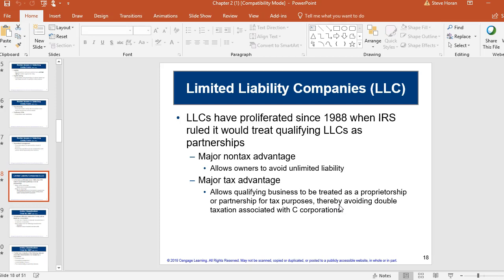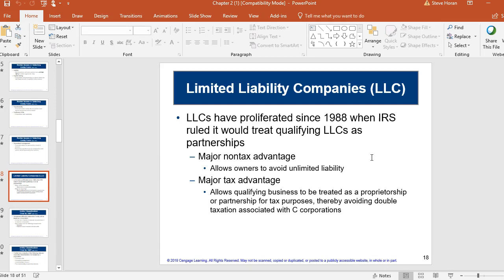some advantages. The major non-tax advantage is that you avoid unlimited liability. So if you have an LLC and you go out and get a bank loan, it's the LLC getting the loan. Okay, now the banker could tell the owners, your LLC doesn't have enough income or assets that we're going to give you a loan, so you might have to personally guarantee it. So that could happen. But in theory, if the LLC gets a loan, unless the bank specifies otherwise, only the LLC's assets are at risk, not the owner's personal assets.